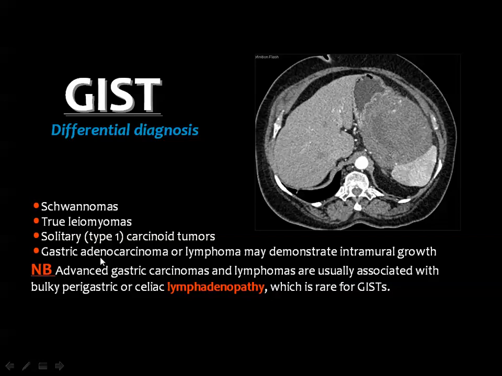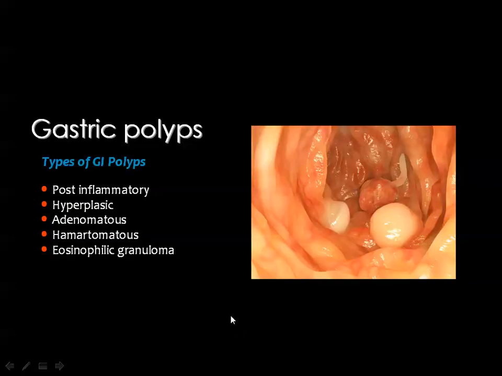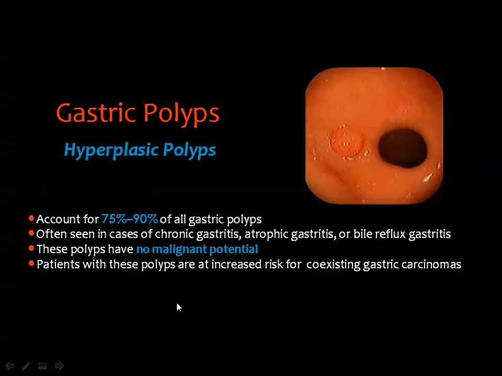Also, the gastric adenocarcinoma and lymphoma may appear as focal masses, but in advanced gastric carcinoma and lymphoma, there should be some evident lymphadenopathy, which is not a feature of GIST, as I have mentioned. Gastric polyps include the post-inflammatory, the hyperplastic, the adenomatous, the hamartomatous, and the eosinophilic granuloma. The hyperplastic polyps are the most common. They represent up to 90% of the polyps. They do not have malignant potential, and they are often seen in cases of chronic gastritis or atrophic gastritis.